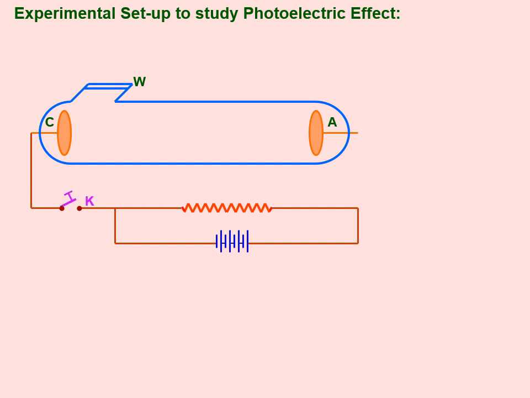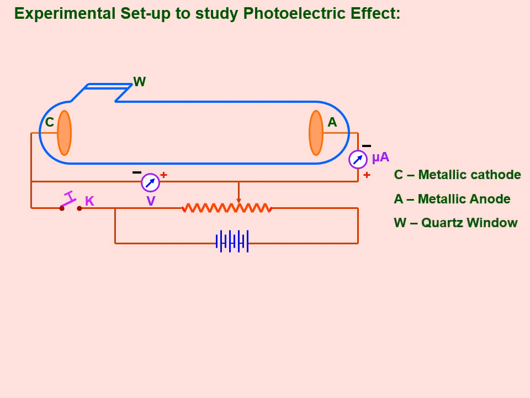Now C is connected to the negative of the battery through a key, and A is connected to the positive of the battery, and there is a microammeter connected in series, and also there is a voltmeter connected across plates C and A to measure the potential difference between plate C and A. Now C is the metallic cathode, A is the metallic anode, W is the quartz window.